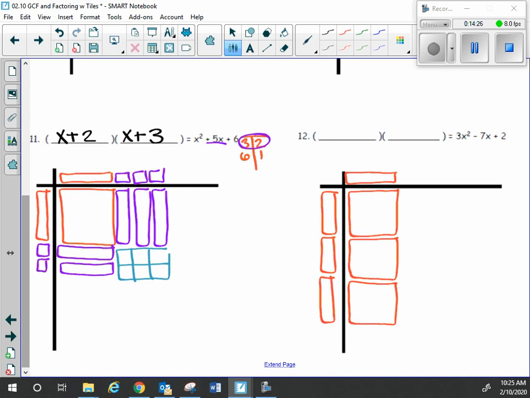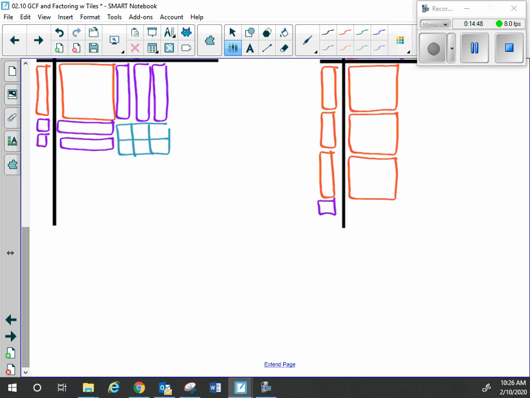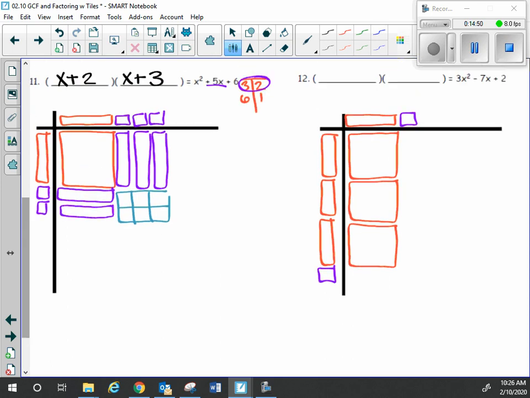Okay, 3x. Now, what makes 2? 1 and 2. Okay, here's the deal though. Let's start with 1 and 1. Why do you think I'm starting with 1 and 1? I don't know where to place the second one because I need 7 negatives.